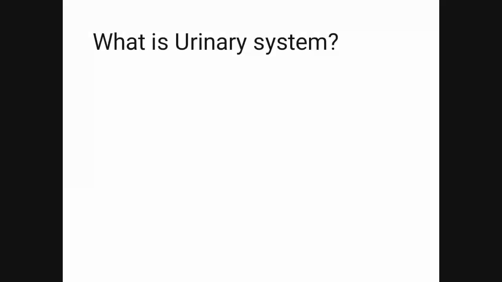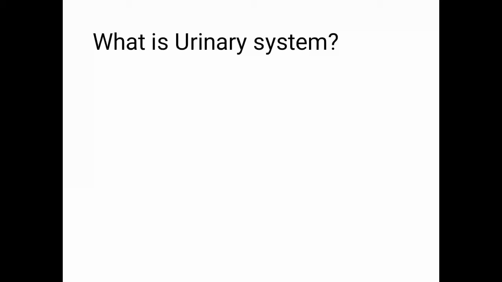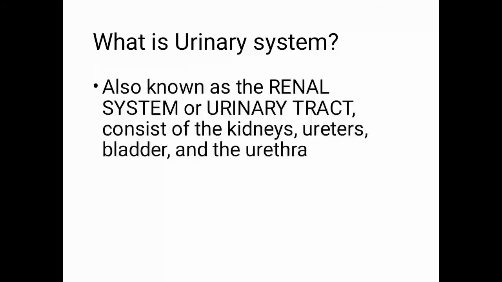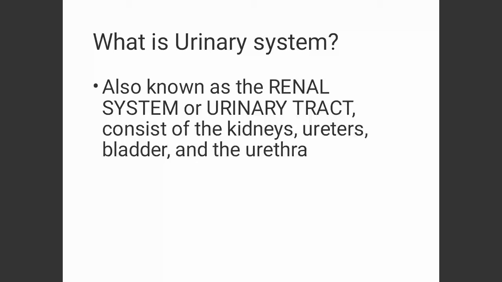So first, let's talk about the following questions. First is, what is the urinary system? It is also known as the renal system or the urinary tract. It consists of the kidneys, ureters, bladder, and urethra.